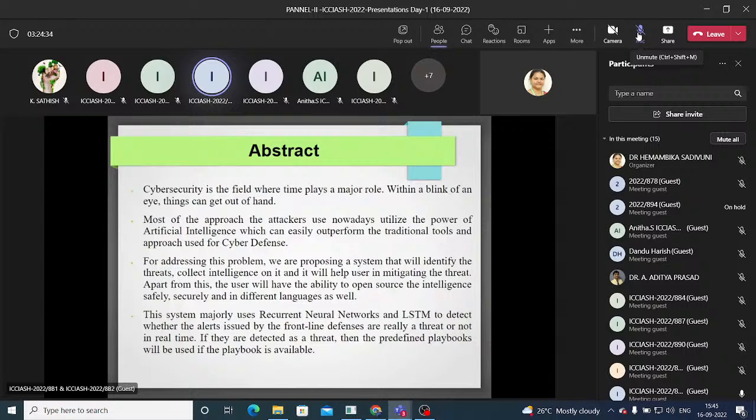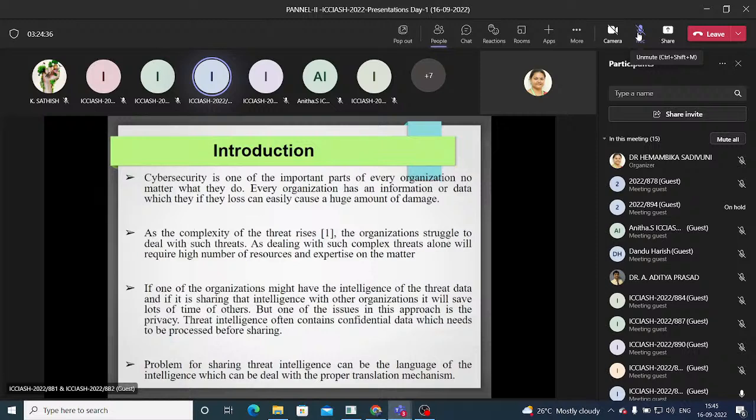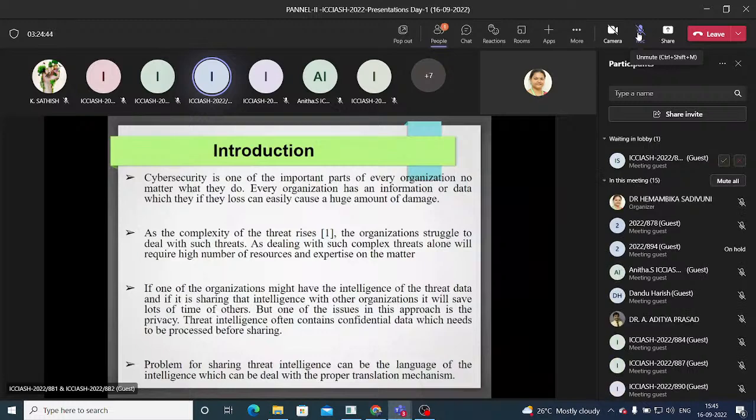In terms of the introduction, cybersecurity is a really important part of any organization, because whatever data or information every organization has is very crucial for them. If you lose that information or data, it will cost you too much time as well as cause losses. And due to the complexity of these threats, organizations struggle to deal with all of them.